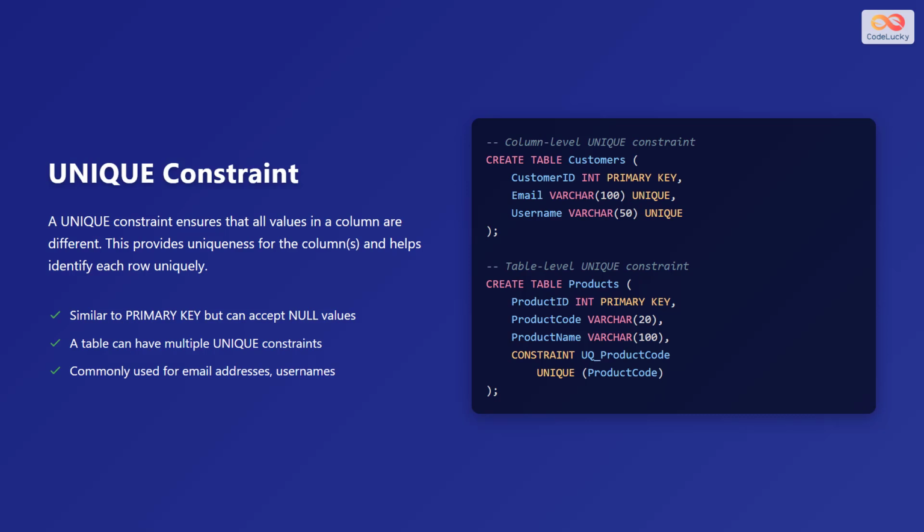Here's how you can implement a unique constraint. At the column level, you simply add the unique keyword after the data type. At the table level, you define the constraint with a name and specify which column or columns should be unique.